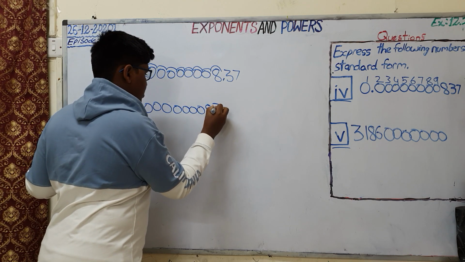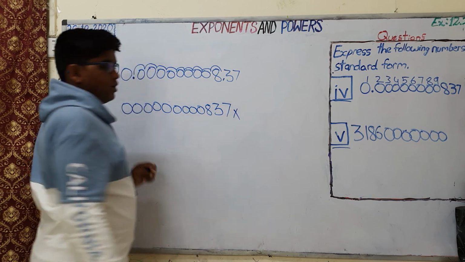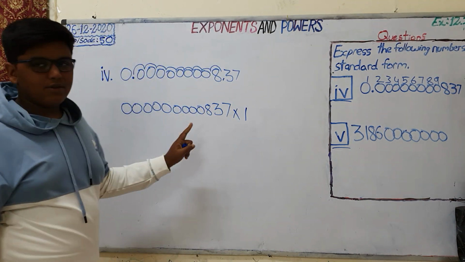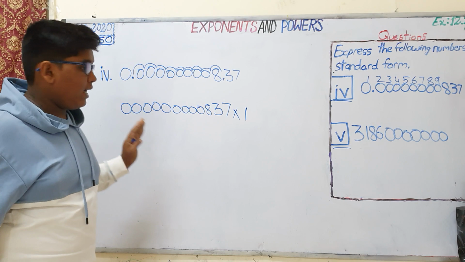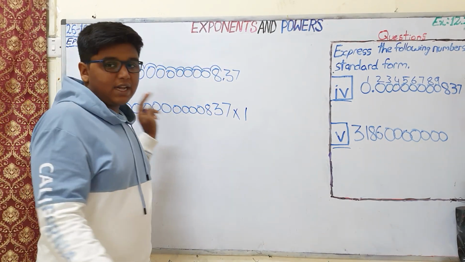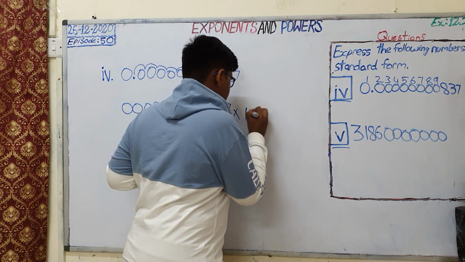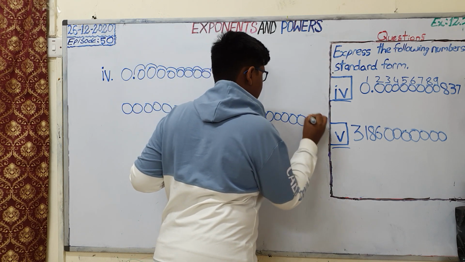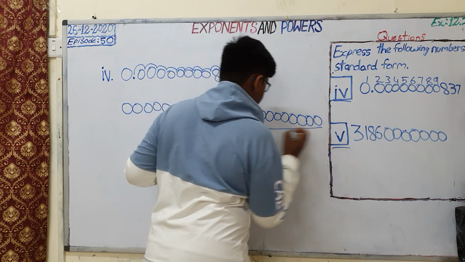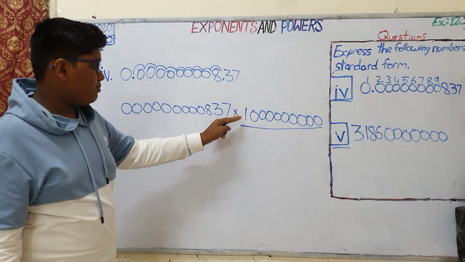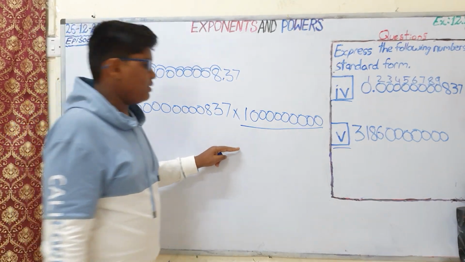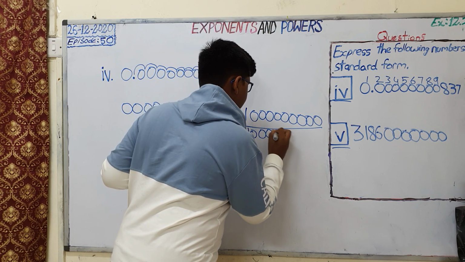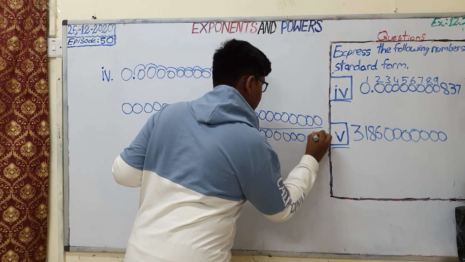8, 3, 7 into, now we'll write 1 and write all the 9 zeros after the 1 for cancelling all of them. So 1, 2, 3, 4, 5, 6, 7, 8, 9. By, again we are going to write the same number as the denominator also. So 1, 2, 3, 4, 5, 6, 7, 8, 9.